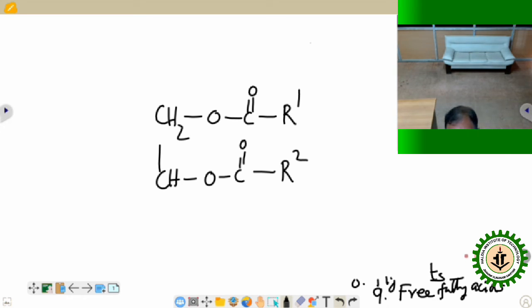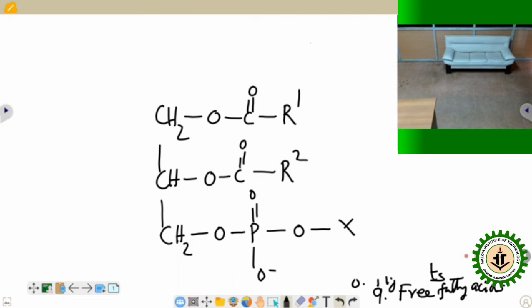Now the third carbon of glycerol forms a phosphate ester with X. This is any other part. This may be an amine, it may be a sugar, etc. But phosphate is definitely present in phospholipid. This part is common in all phospholipid molecules.